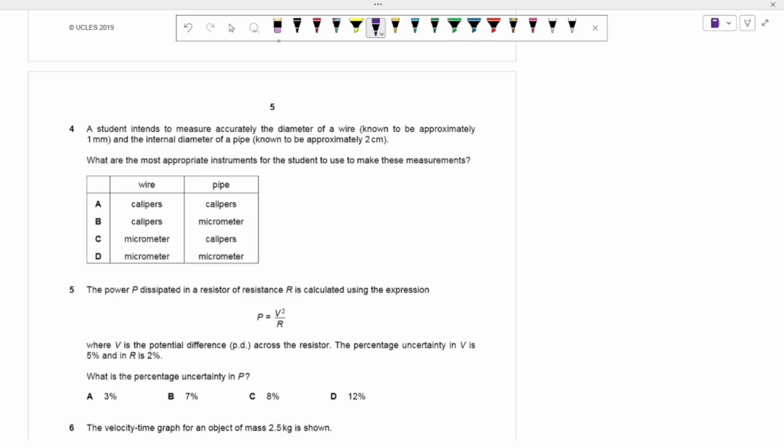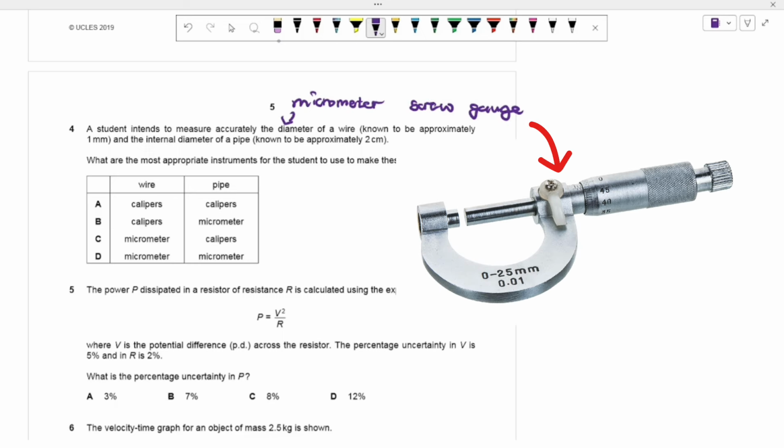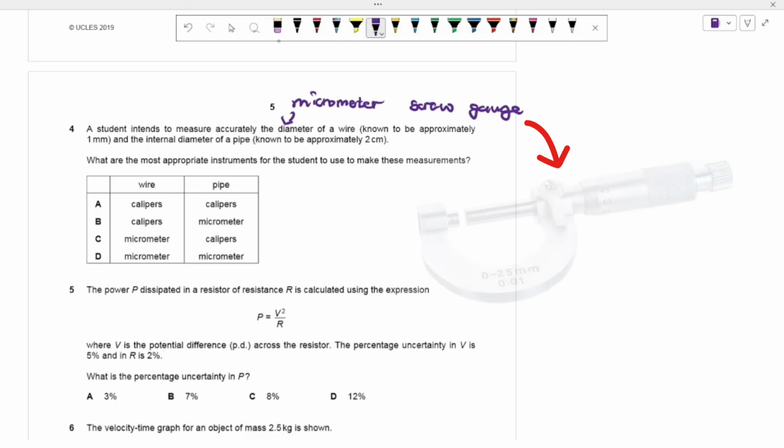So for me, to measure the diameter of a wire, I would recommend that you use a micrometer screw gauge. It is pretty accurate when it comes to measuring such small diameters, especially the diameter of a wire, because it has an accuracy of 0.001 centimeters, right?